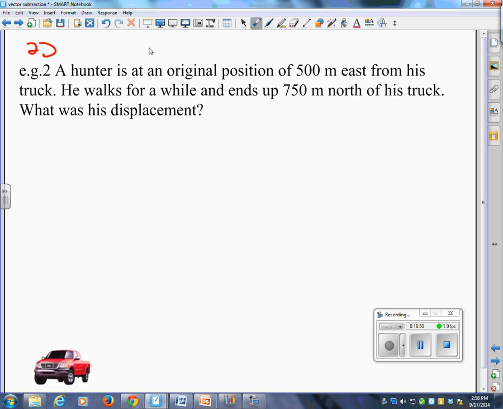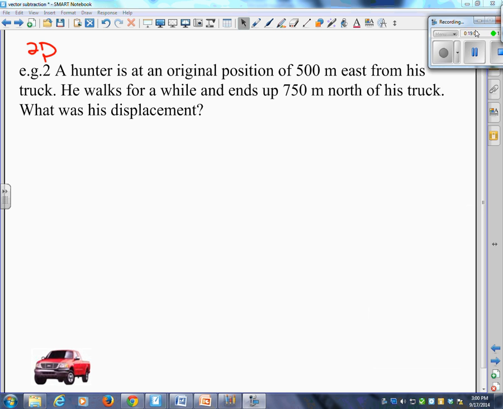This one right down. Okay. This is the big daddy question of the day. A hunter is at an original position of 500 meters east from his truck.